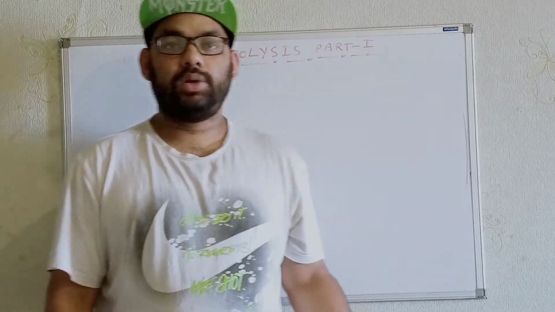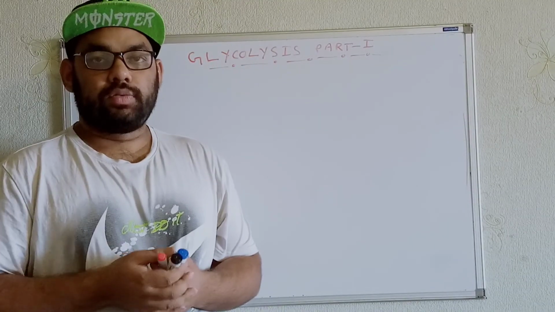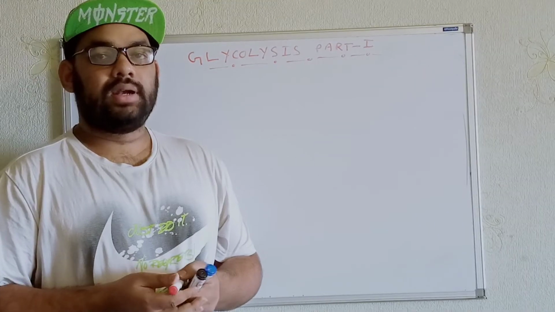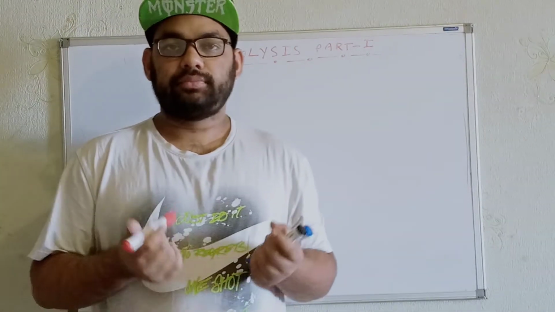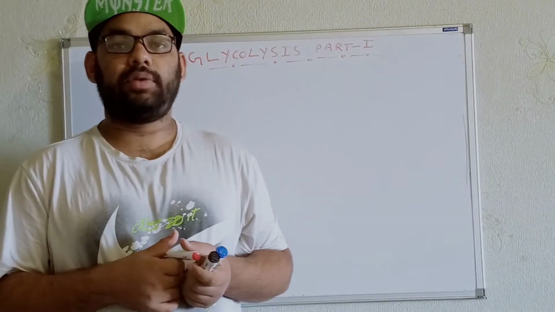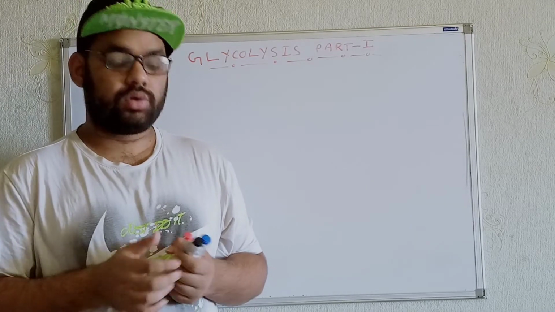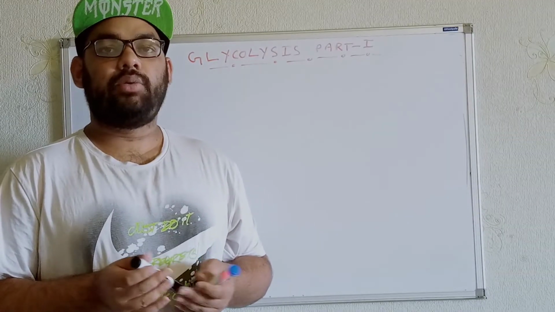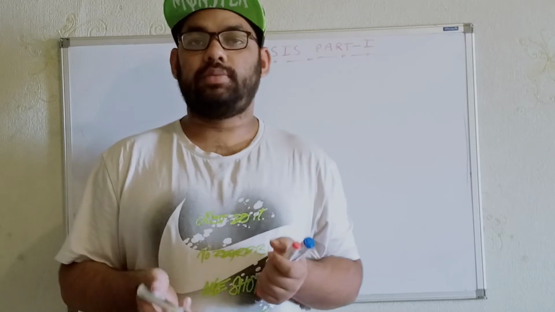Okay, so let's continue the glycolysis. Before starting, let me tell you guys, glycolysis is the universal catabolic pathway in terms of glucose. We will see glycolysis take place within the cytoplasm of the cell.